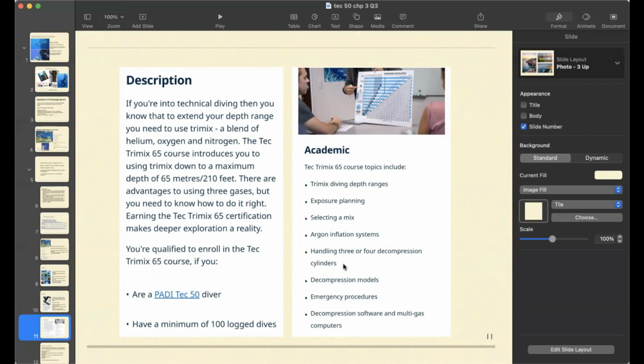Handling 3 or 4 decompression cylinders and learning about the decompression models, how they work, the Buhlmann and then VPM, and all like that. And emergency procedures, like in case you lose your tank or suddenly you lose your buoyancy, you lose your depth. So we learn about the emergency procedures, how to do them, and how to use the software and multi-gas computers.